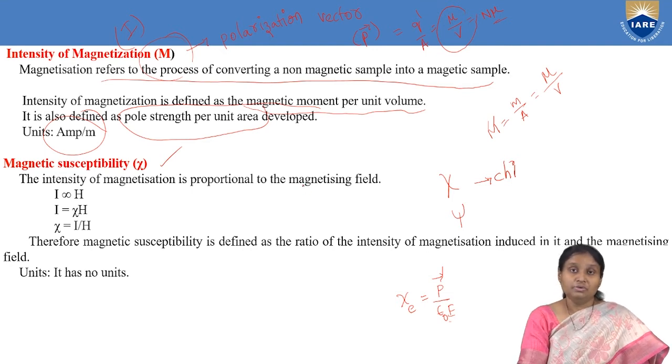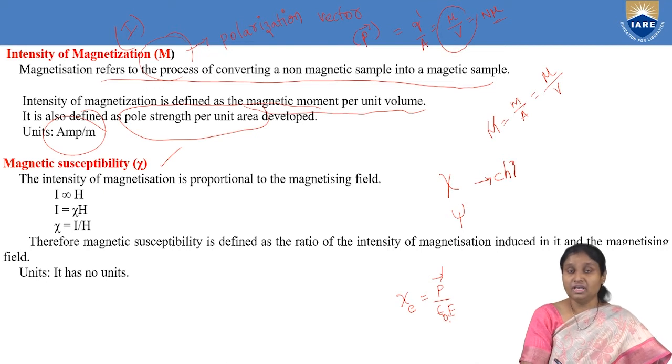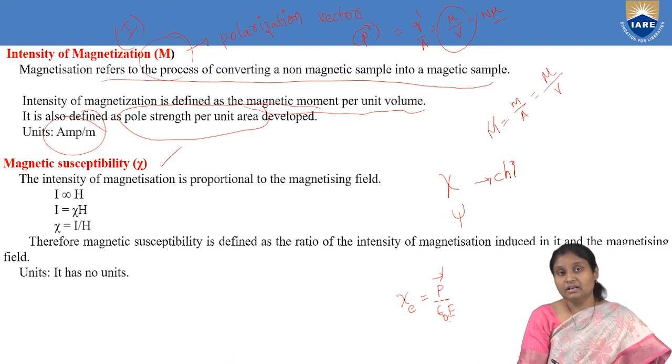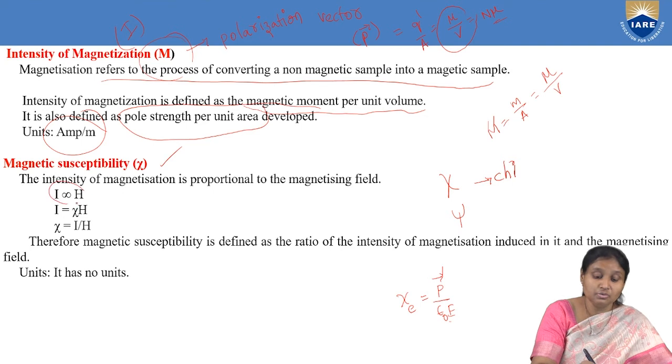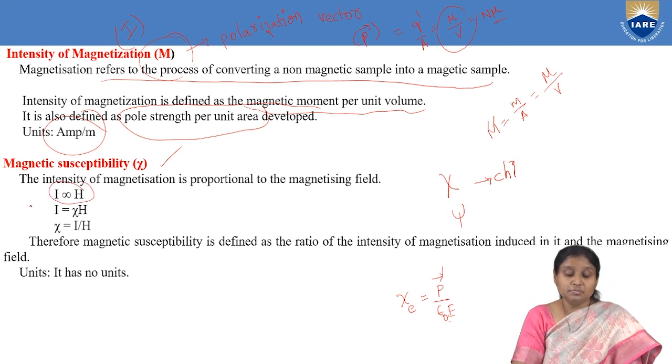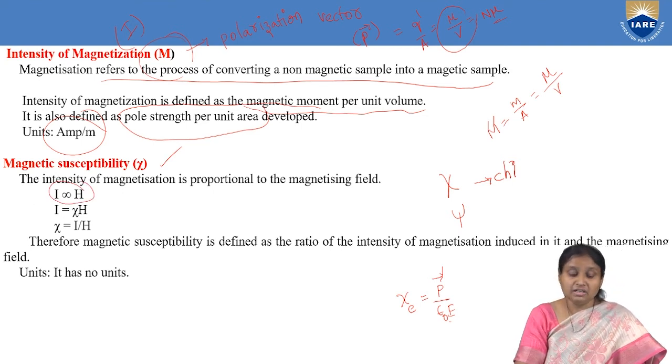Suppose our applied magnetic field is very weak, then we have a very small number of magnetic lines of force penetrating. So the induced magnetic moment will be lesser. As we keep on increasing the strength of the magnetic field, the magnetic moment will also increase, and simultaneously our intensity of magnetization also increases. That's why we consider intensity to be proportional to the magnetizing field H.